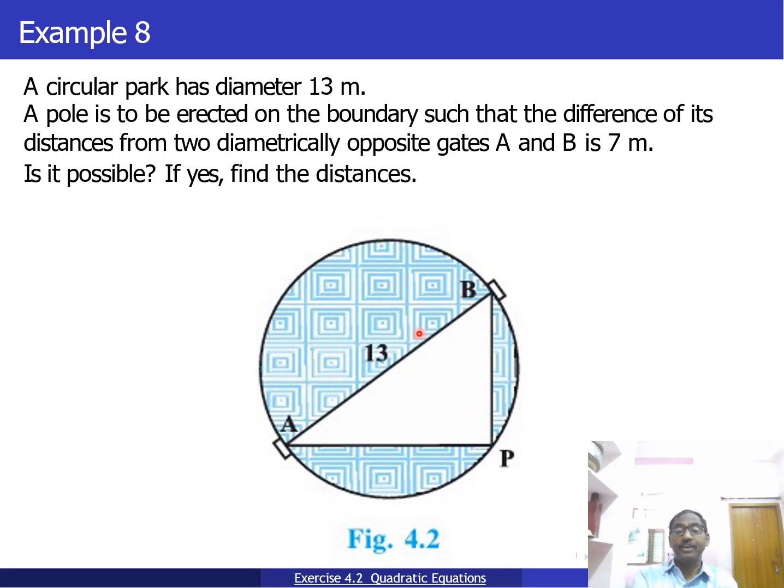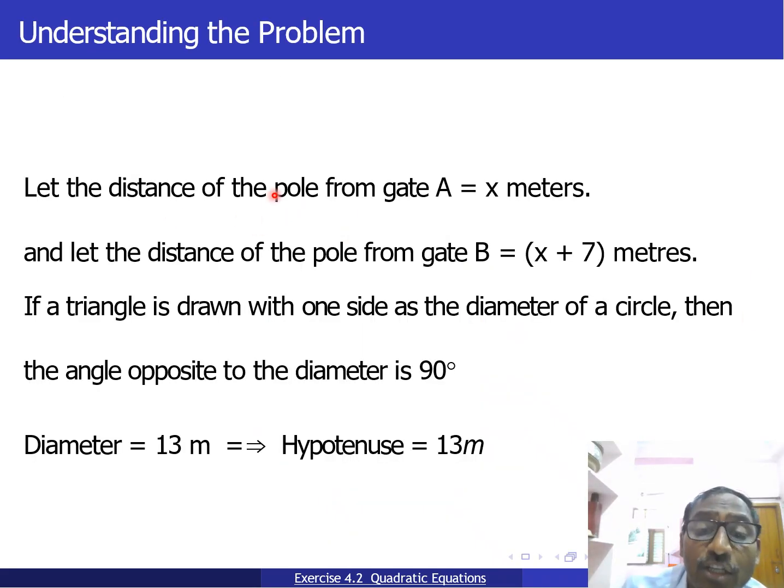See, this is the given figure. Here is the right angle and this is the diagonal, the 13 meters diagonal. Let the distance of the pole from gate A equal x meters. Let the distance of the pole from B be x plus 7 meters.